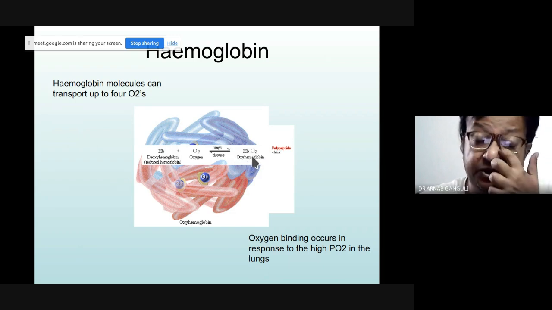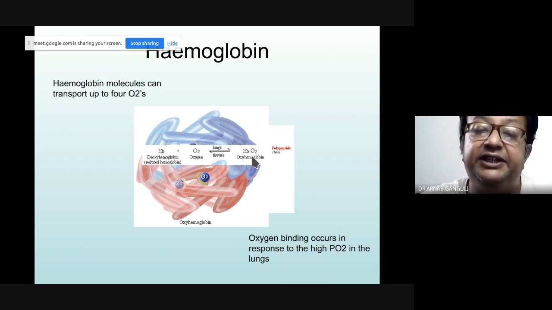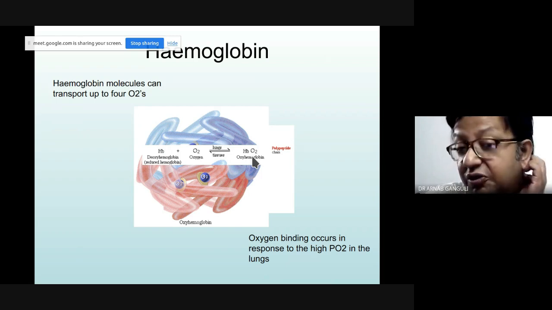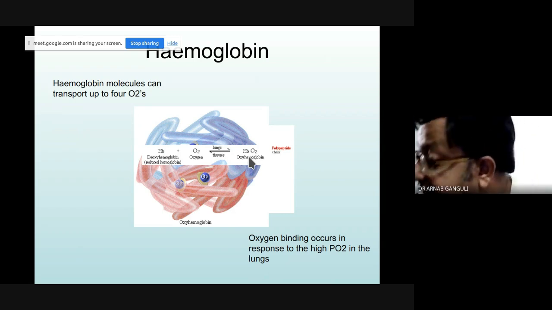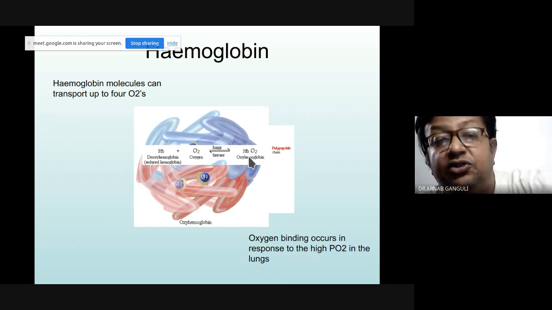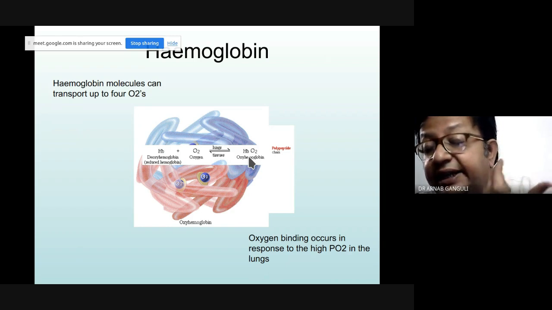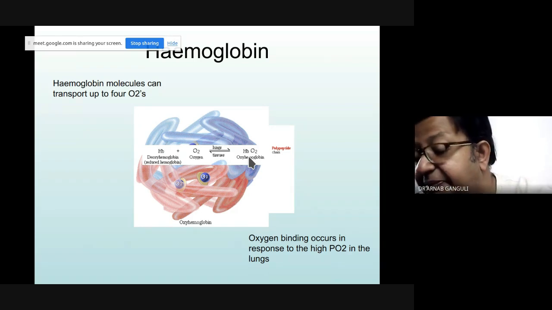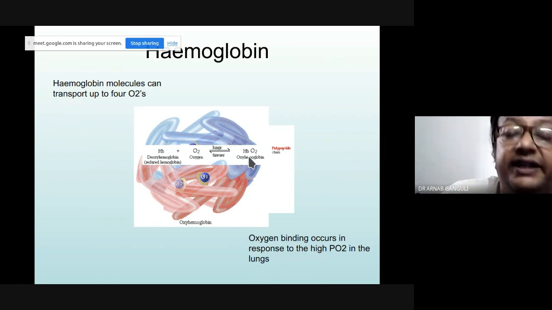In the tissues, it becomes different. In the tissue, the partial pressure of oxygen is low. So what happens? The hemoglobin then releases the oxygen to the tissues, because it goes from high pressure to low pressure. So your blood has oxygen-rich hemoglobin, at high partial pressure of O2, and then in the tissues the partial pressure of oxygen is less. So this hemoglobin dissociates its oxygen and releases it to the tissues where it is needed.